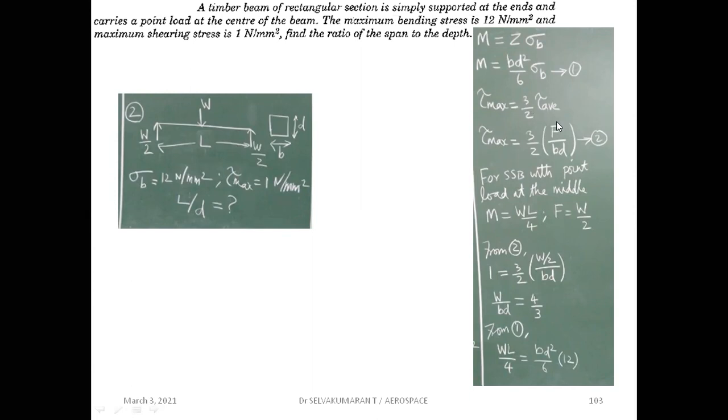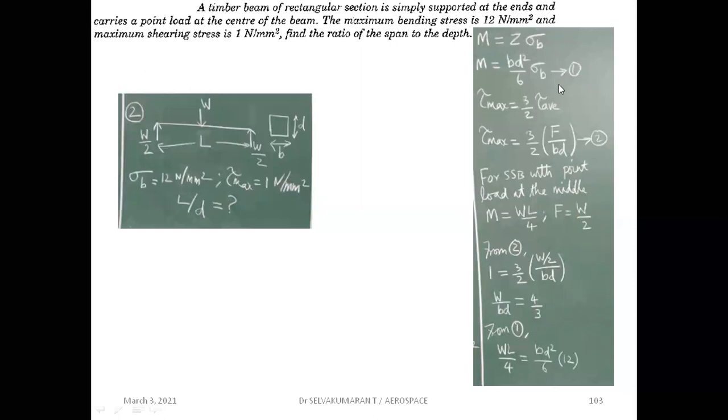Tau average is given by F by BD. So for a simply supported beam with point load in the middle, we know the maximum bending moment is given by the formula WL by 4 and the maximum shear force is W by 2. So from the second equation, we get tau max, 1, is equal to 3 by 2 and F is nothing but W by 2, divided by BD. From this we get W by BD is equal to 4 by 3.